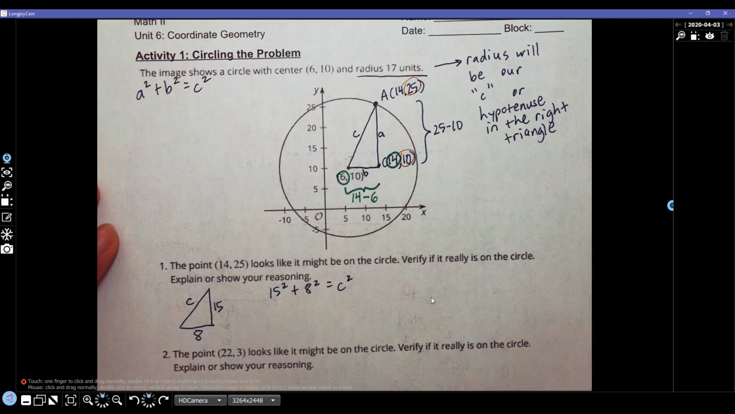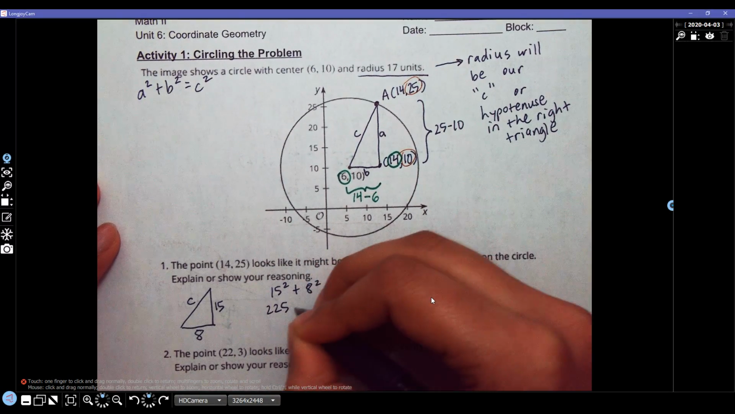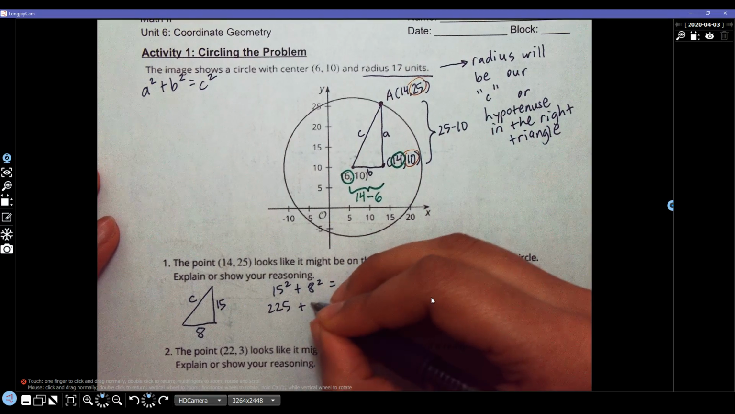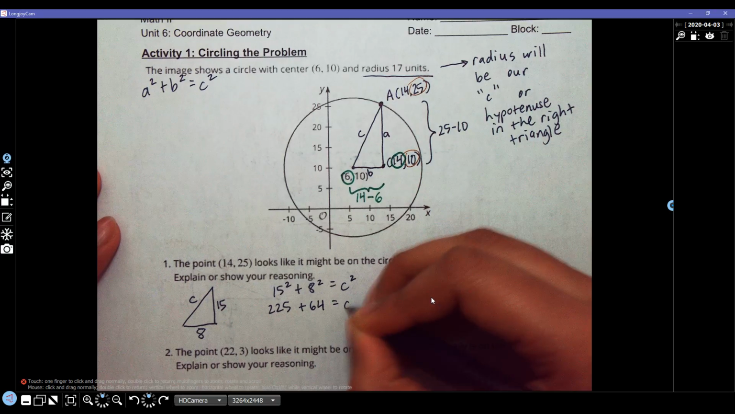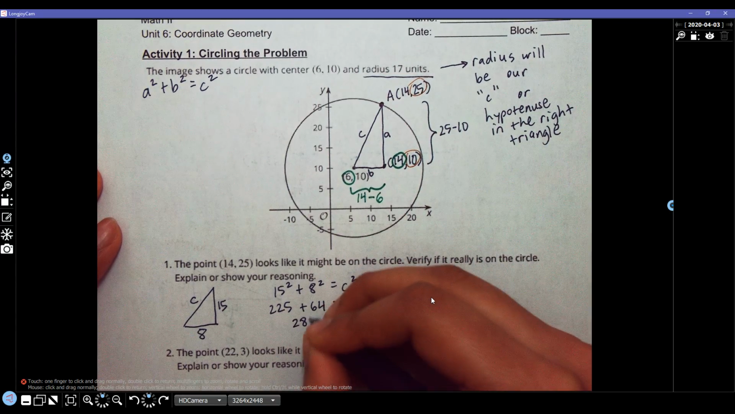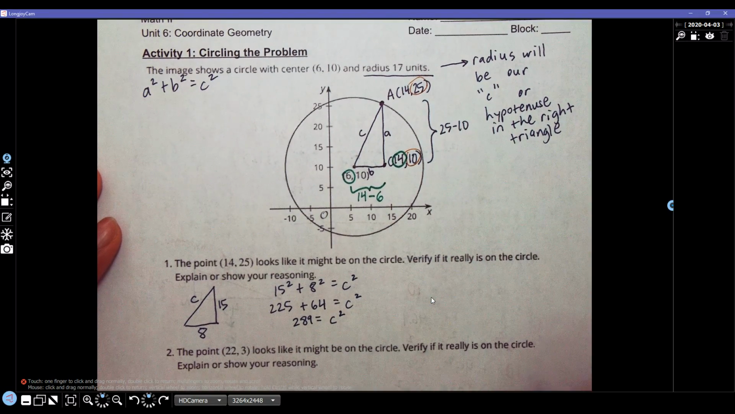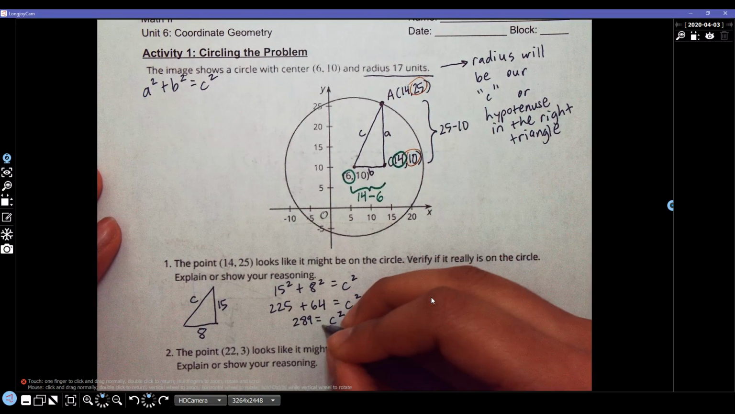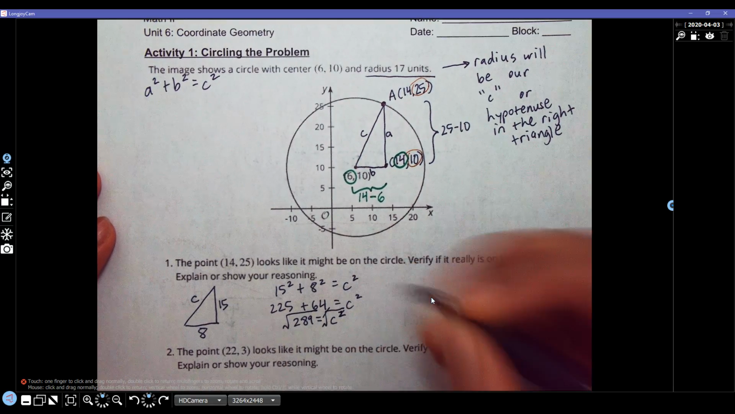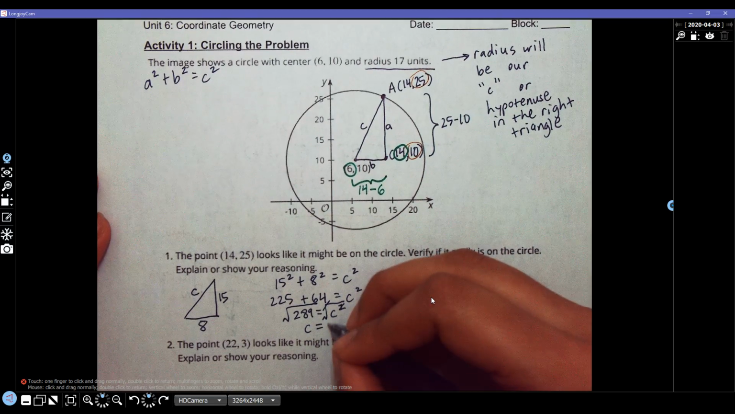We know that 15 squared is 225, right? That's 15 times 15. 8 squared is 8 times 8, so that's 64. When we add up 225 and 64, that gives us 289 equals c squared. And then remember this last step, we can take the square root of both sides. The radical and the exponent cancel out, and we're left with c equals the square root of 289, which is actually 17.